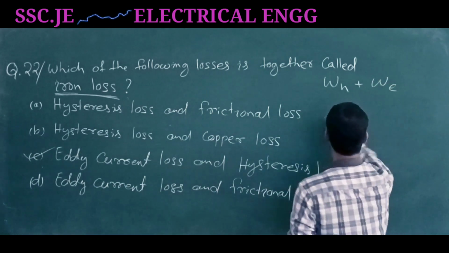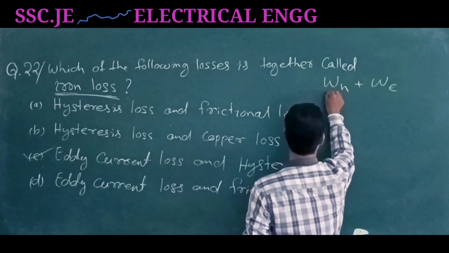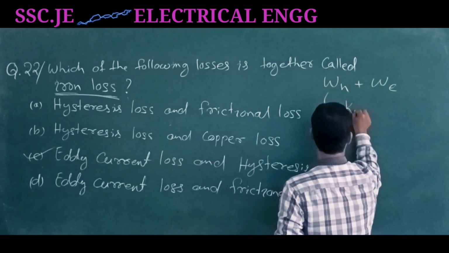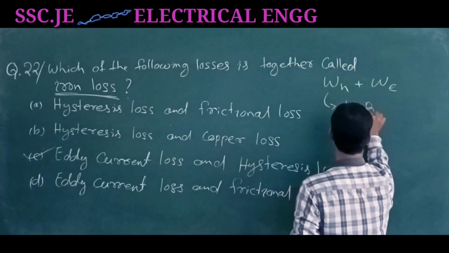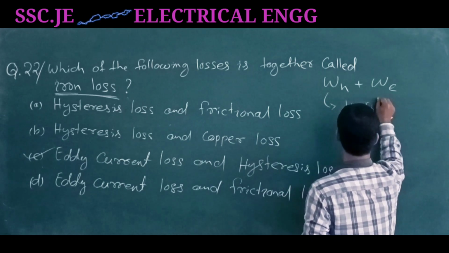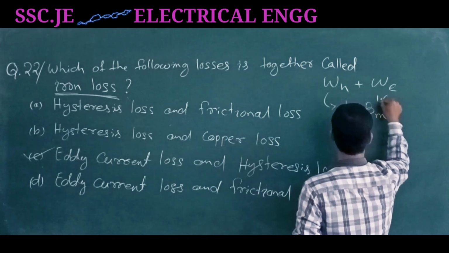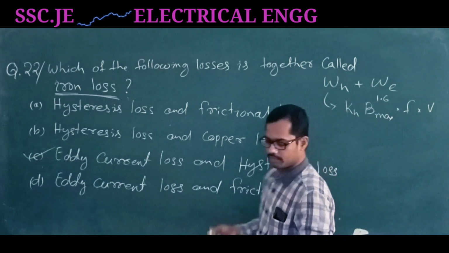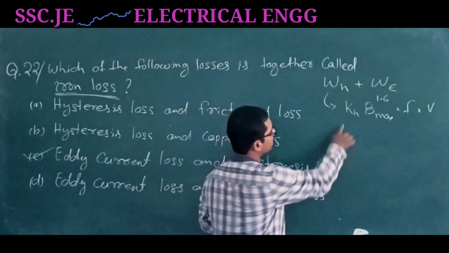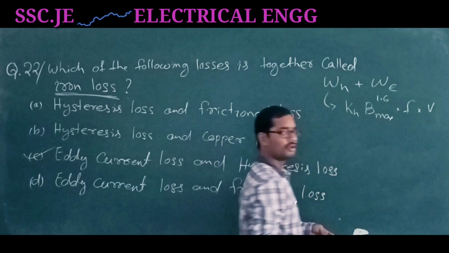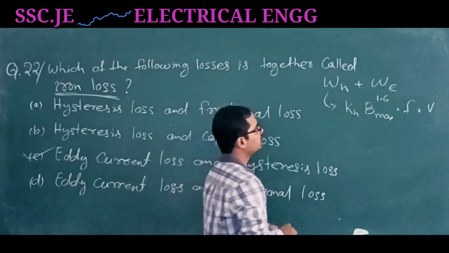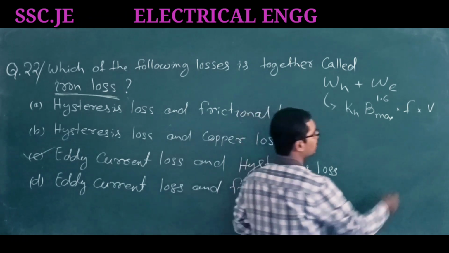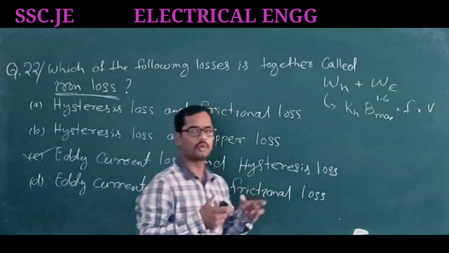And if you write the formula for the hysteresis loss, your Wh will be your hysteresis constant, B max to the power 1.6 into f into V. So this is the hysteresis constant, B max is the maximum flux density, f is the frequency and V is the volume of the core.